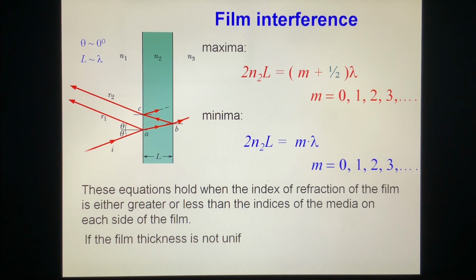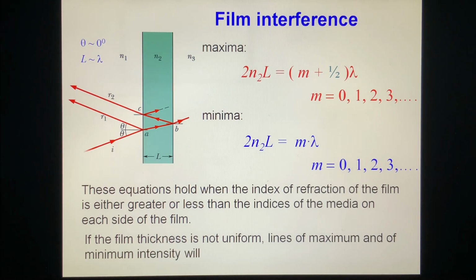If the film thickness is not uniform, lines of maximum and minimum intensity will appear, called fringes of constant thickness. If the thickness is the same, you have the same fringes.